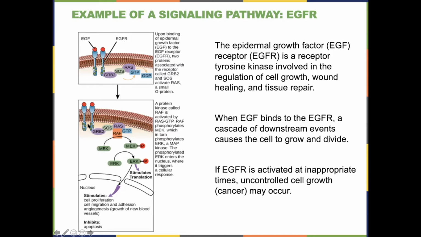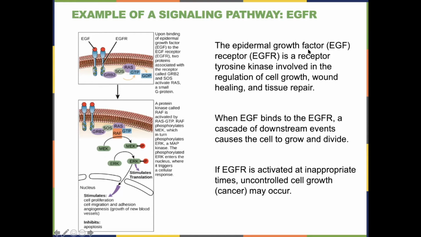So you see in this signaling pathway, we call it a cascade because, again, like dominoes falling in a pathway, we have one thing that activates another, that activates another, that activates another, until we get our final response.